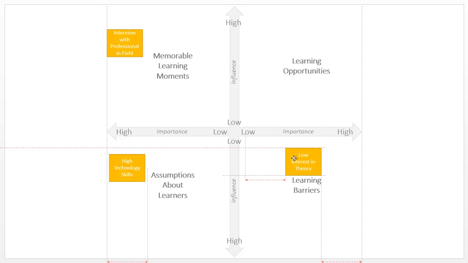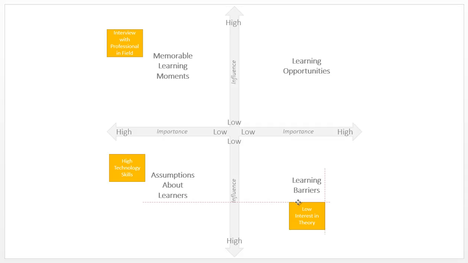but what we might be able to do is actually do some things that are going to help influence that interest. We can do some things that are going to help influence maybe a student's interest in theory. So I'm going to plot that a little on the higher end, but kind of moderate and moderate. So for low interest in theory, we have a moderate influence and a moderate level of importance to the learning environment.